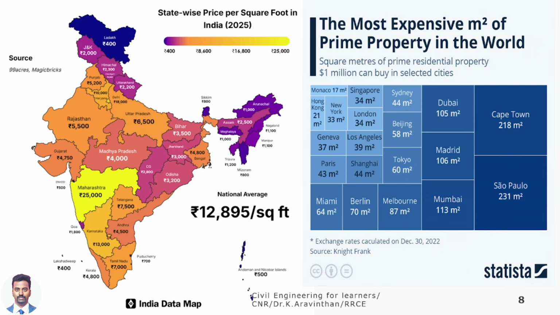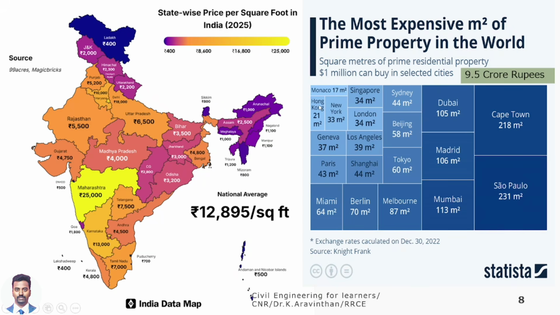Now let us understand the land value globally. In the globe, Monaco is the costliest city. You can buy 17 square meters of land per $1 million. In Indian rupees, for 9.5 crore rupees, you can buy only 17 square meters of land. This is the costliest land in the world.